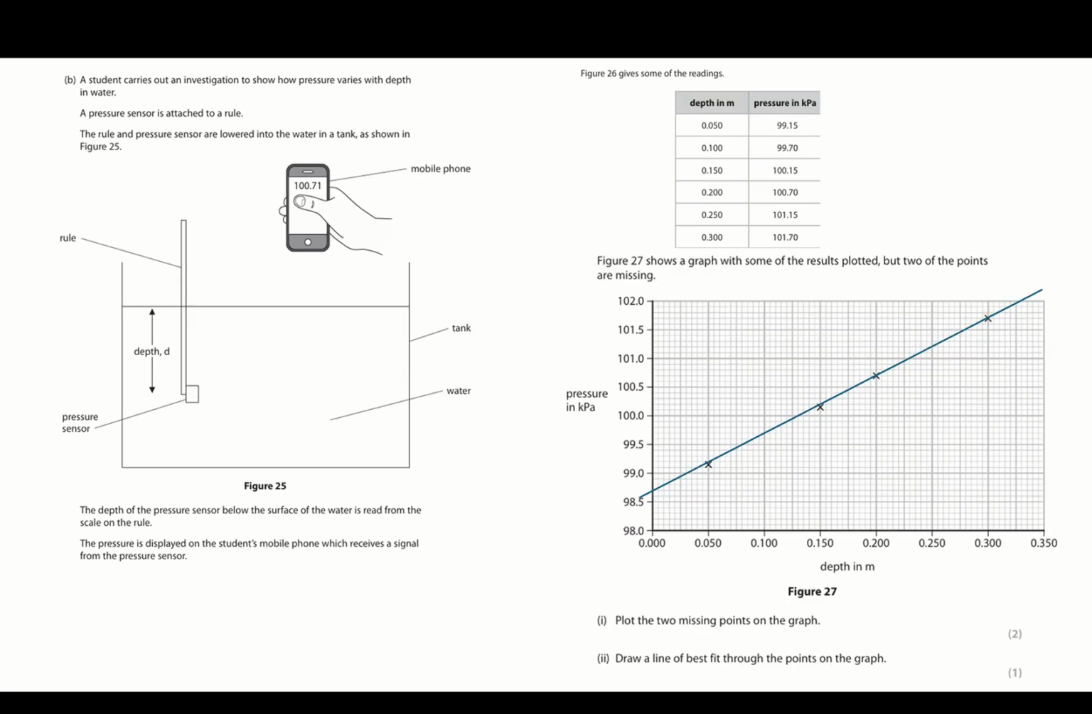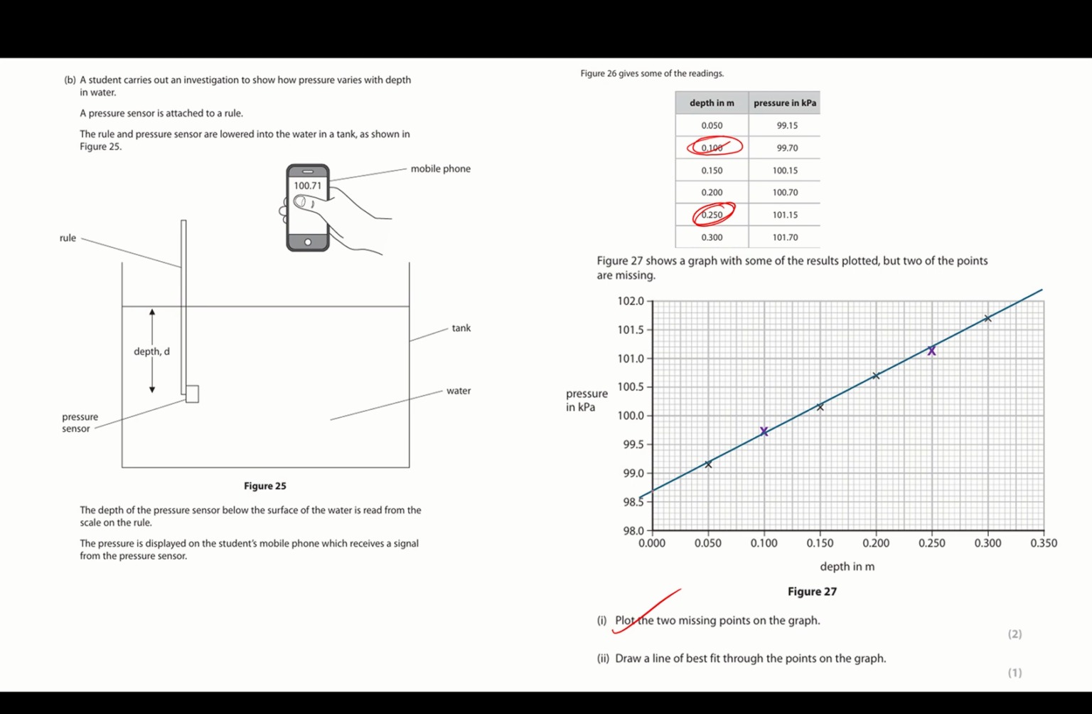The next one, they carry out an investigation to see how pressure varies with depth, and they've got a mobile phone, and they've got a little pressure sensor, and they collect these, and it says, plot the missing 2 points. So you just have to go in there, find things. Now, you know me, I've got terrible astigmatism, so graph work's awful. So you're just going to have to find your values, 0.1, because that's missing there, and find 99.7. 0.25 was missing, 101.15. There we go. Then draw your line of best fit.